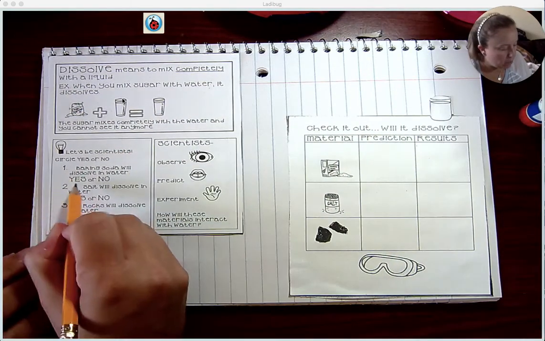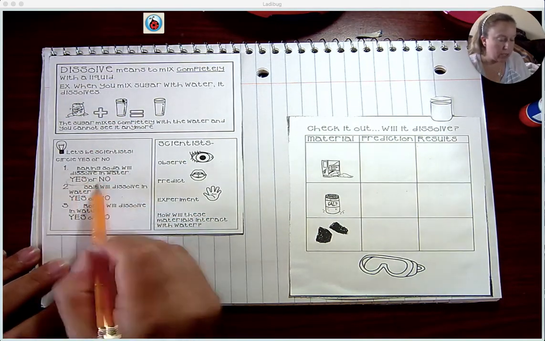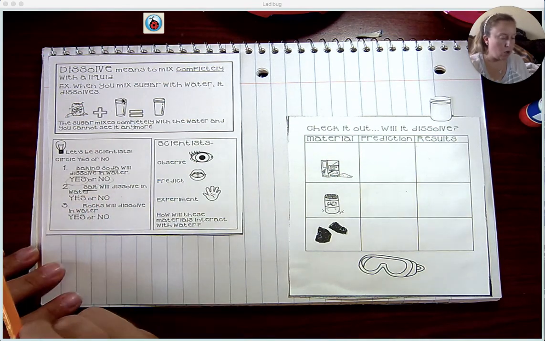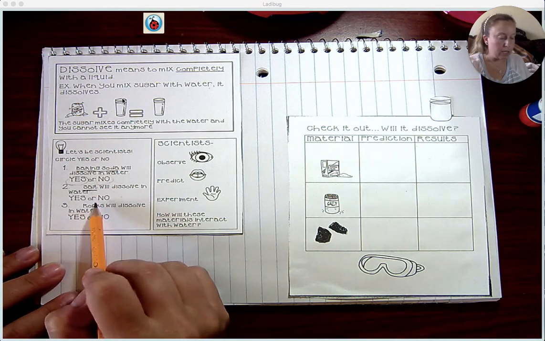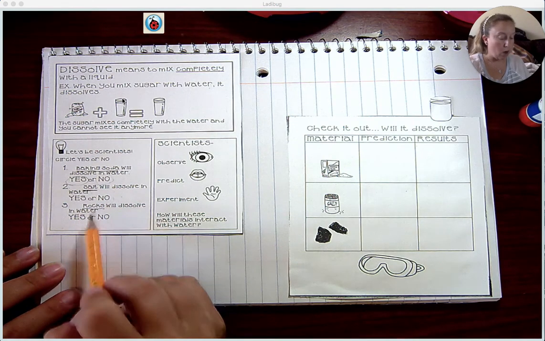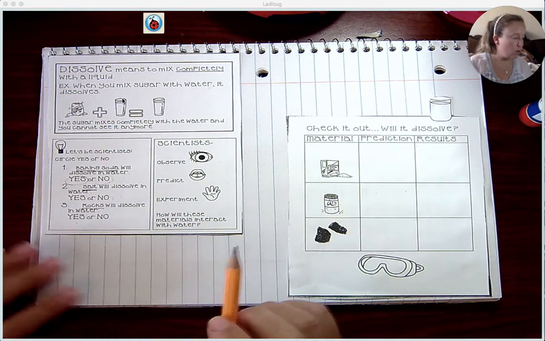If you think baking soda will dissolve, you circle yes. If you think it will not, you circle no. If you think salt will dissolve, you circle yes. If you think it will not dissolve, you circle no. And lastly, rocks. If you think rocks will dissolve, you circle yes. If you do not think so, you circle no.